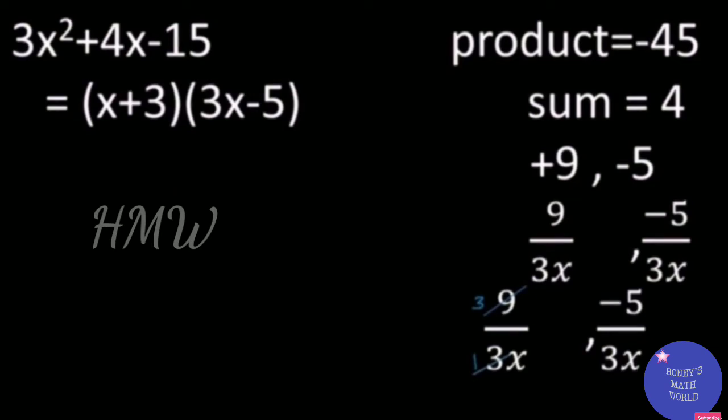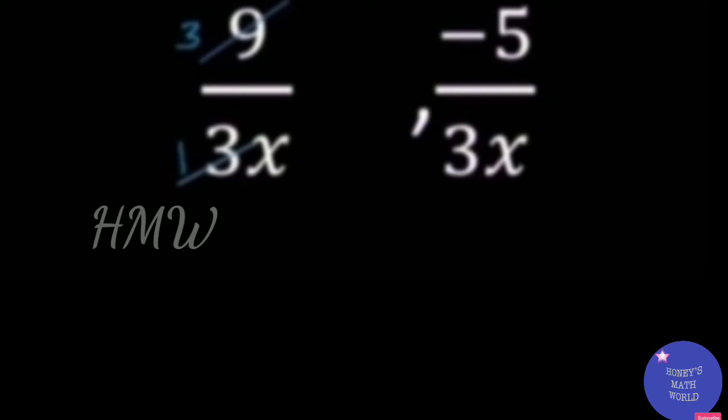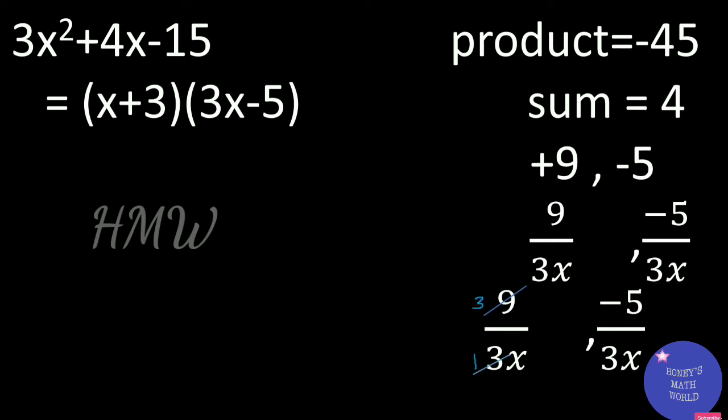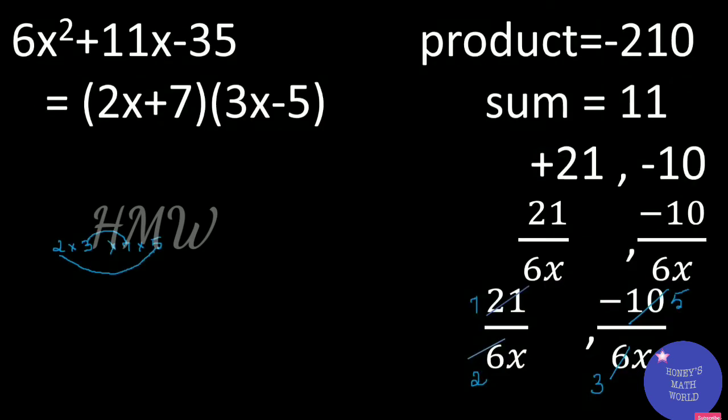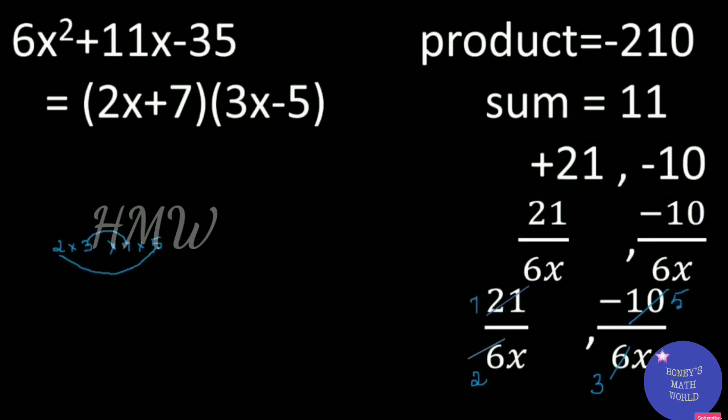Now 3x, 3 and 9, you can cancel it. You get 3 1s are 3 and 3 3s are 9. And so the factors are x plus 3 and 3x minus 5. We'll move on to the next one.